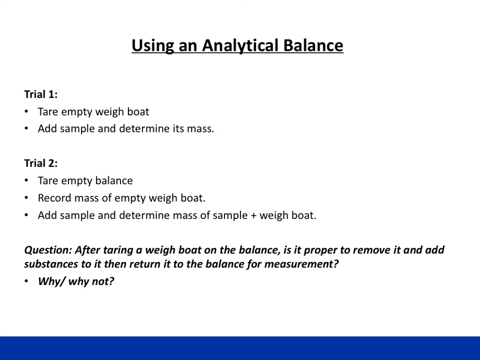There are 2 basic methods you can use when measuring the mass using an analytical balance. The first is to place the empty weigh boat on the balance and then hit the tare button. Taring the balance sets the balance to 0, so that anything on the balance now shows as a mass of 0.0000 grams. Once the balance stabilizes, put your sample in the weigh boat and record the mass.